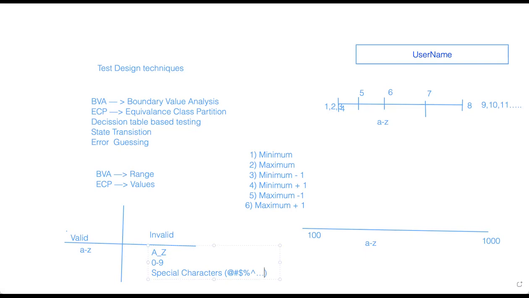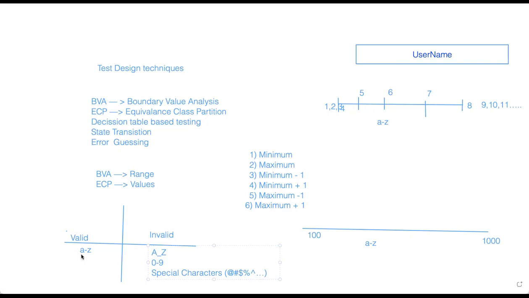So when you prepare test data, we need to consider only this valid part. This is a kind of categorization, what is valid and what is invalid. In BVA, most focus is on range, and in ECP, more focus is on the valid values in the text box.